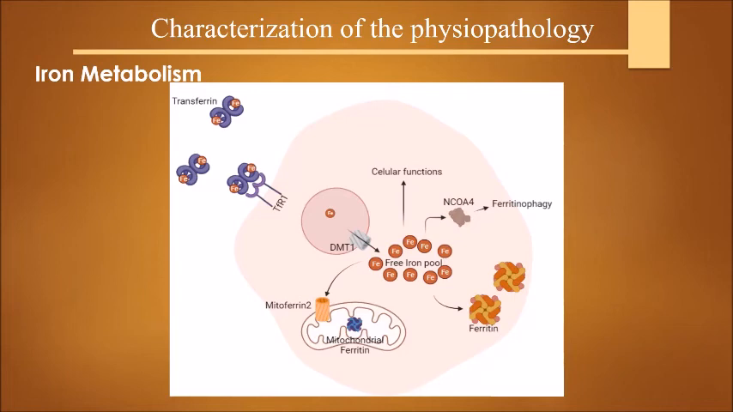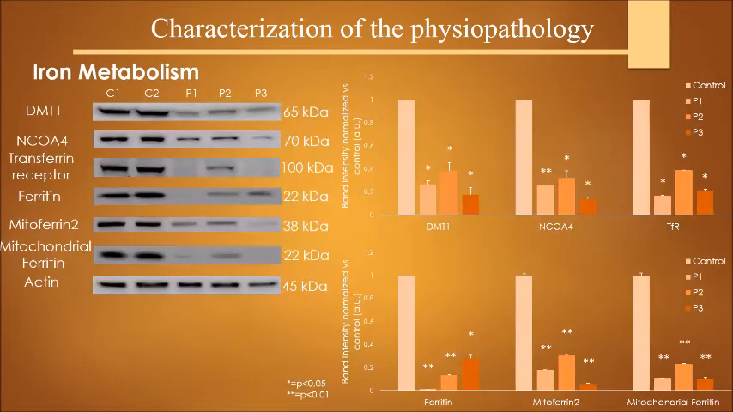An excess of iron in the cells could produce ferritinophagy thanks to NCOA4. Now we see the expression of some proteins related to iron, and almost all of them are affected. As we can see in the Western blot, we see a decrease in a lot of proteins related to iron, and we have the bar graph to corroborate it.